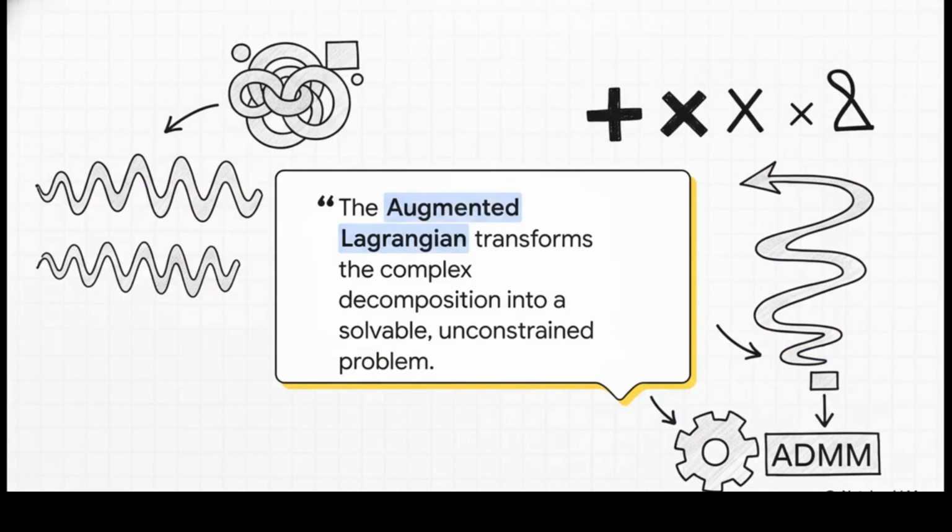Now, I know this equation looks intense, but you don't have to be a mathematician to appreciate what it's doing. The real challenge is that separating these signals is an incredibly complex, constrained problem. This equation, the augmented Lagrangian, is essentially a very clever mathematical maneuver. It transforms that impossibly difficult problem into a much simpler, unconstrained one that a computer can actually solve efficiently. This is the engine that makes the whole decomposition possible.